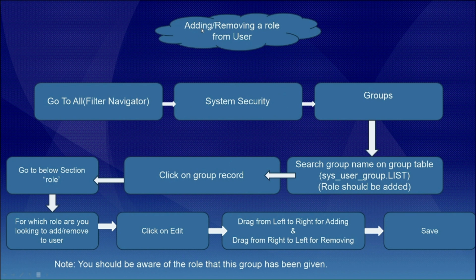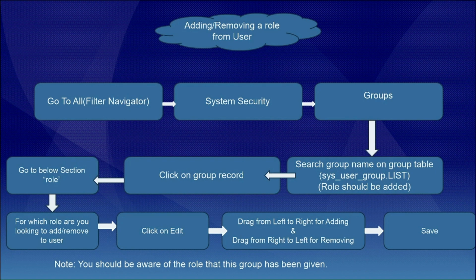Seventh point, adding and removing a role from a user. So how we can do this? Just go to All and type System Security. Under System Security you can see the Group module, and under the Group module you need to open the group table. Then search the group name on the group table, or select the filter condition and put role is ITIL. Whichever role you want to add or remove from a user, you need to put that role name under the filter condition and click on the Run button.